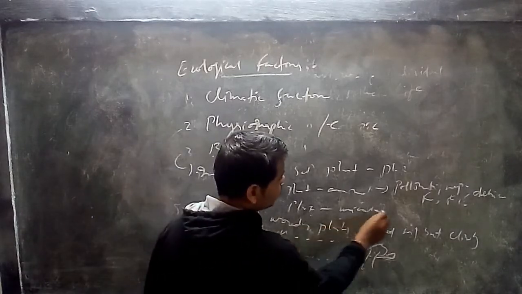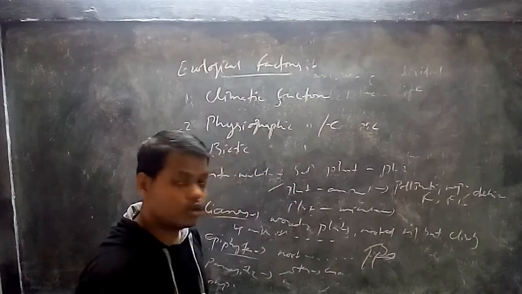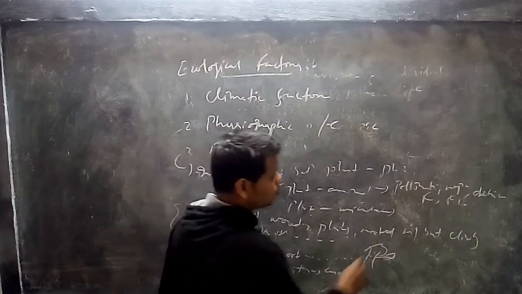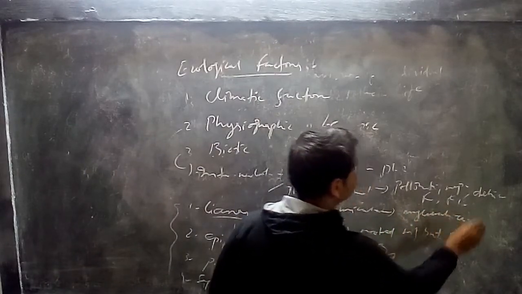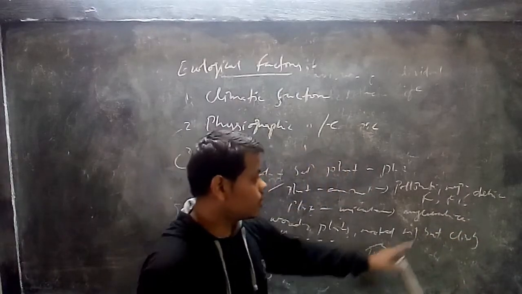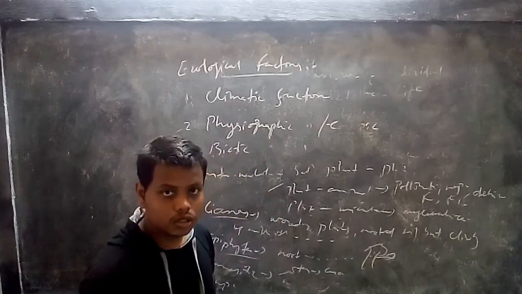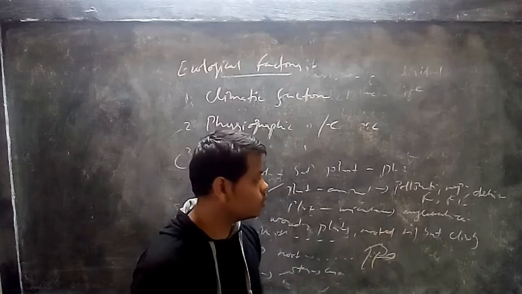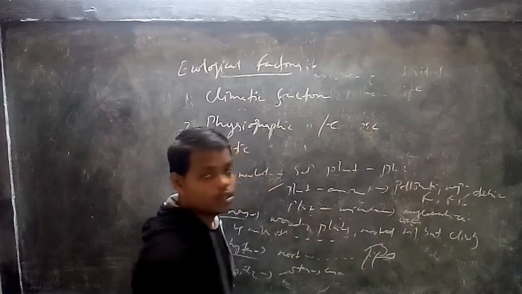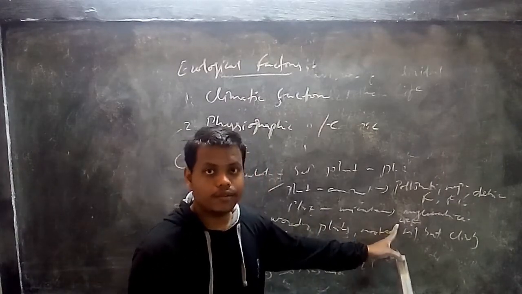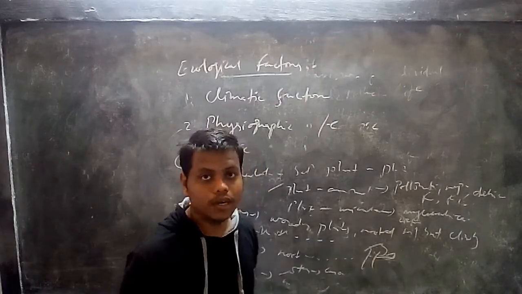Then how are plants and microbes interrelated? We know mycorrhiza is the best example of plant and microbes. When fungi develop on the root, mycorrhiza, M-Y-C-O-R-R-H-I-Z-A. When fungi develop in the root of the higher plants, your gymnosperms, angiosperms, etc., then that is called mycorrhiza. Then lichen is another best example of plant and microbes. In lichen, algae and fungi are present together. Algae provide the food and fungi provide shelter.